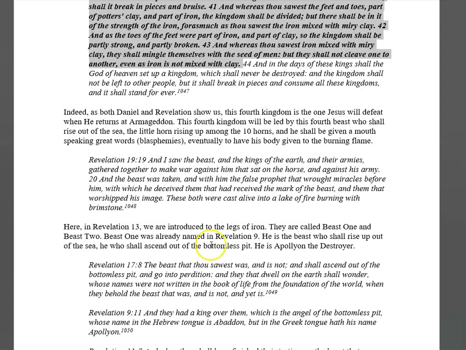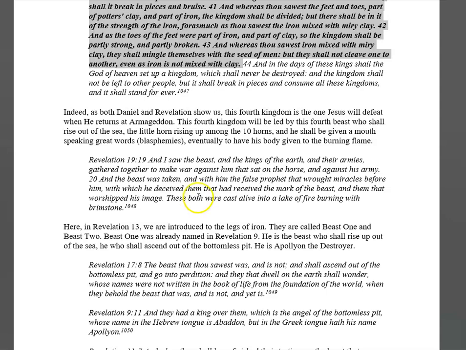I saw the beast and the kings of the earth and their armies gather together to make war against him that sat on the horse and against his army. And the beast was taken, and with him the false prophet that wrought miracles before him, with which he deceived them that had received the mark of the beast and that worshipped the image. Both were cast alive into the lake of fire burning with brimstone.